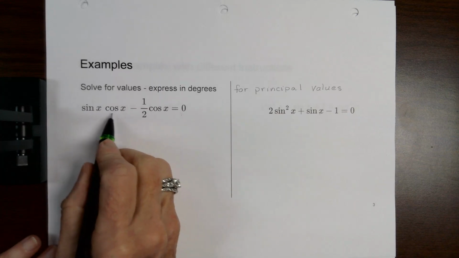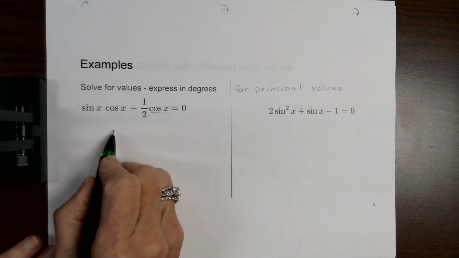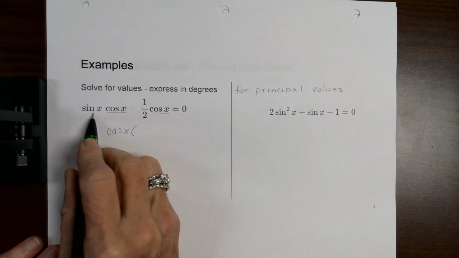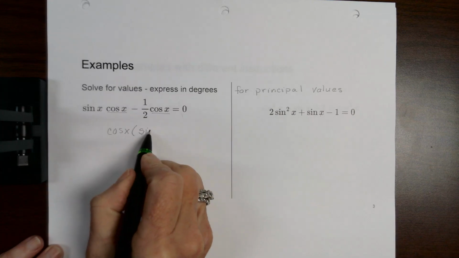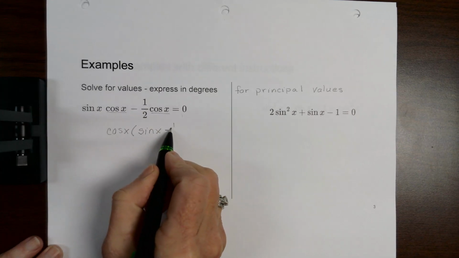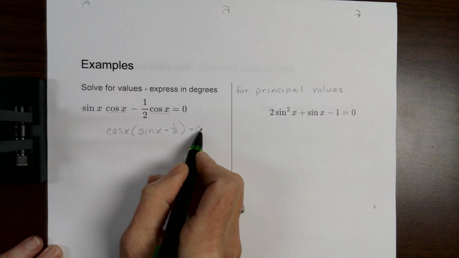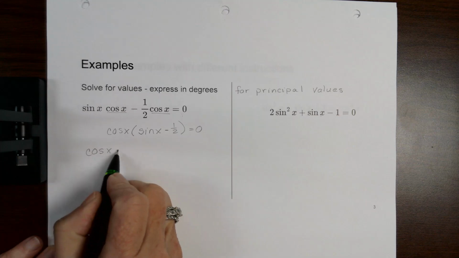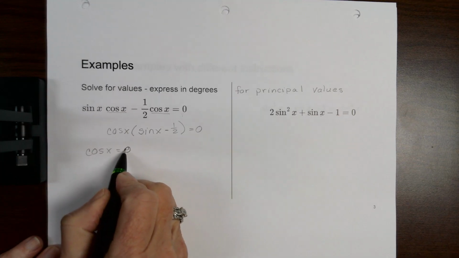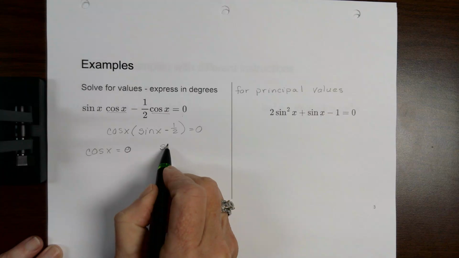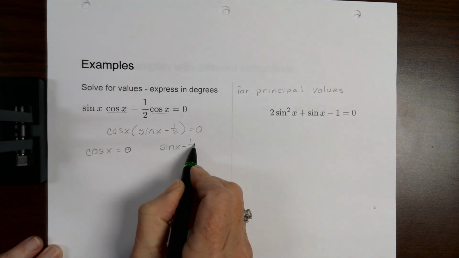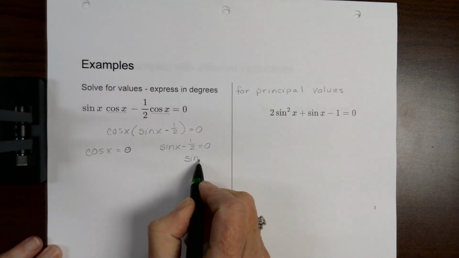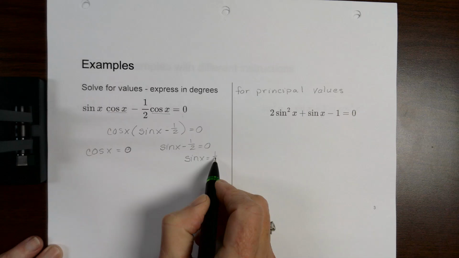Well, you can factor out the cosine of x. So I've got the cosine of x times, when I factored it out, I get sine of x minus 1/2 equals 0. Then I set both of those equal to 0. So the cosine of x is equal to 0. The sine of x minus 1/2 is equal to 0. Well, then when I solve this, I get the sine of x equals 1/2.